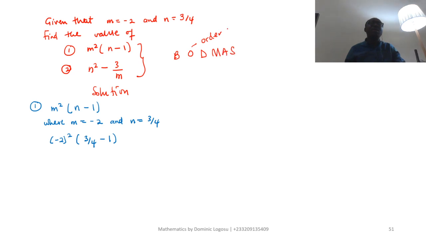Okay? Now, the order basically means what? Squares. You do exponents, okay? So, squares. Now that we have a square in our expression that we are supposed to find the value of, we'll do the bracket first, simplify the bracket first. To simplify the bracket, we need to solve a fraction.